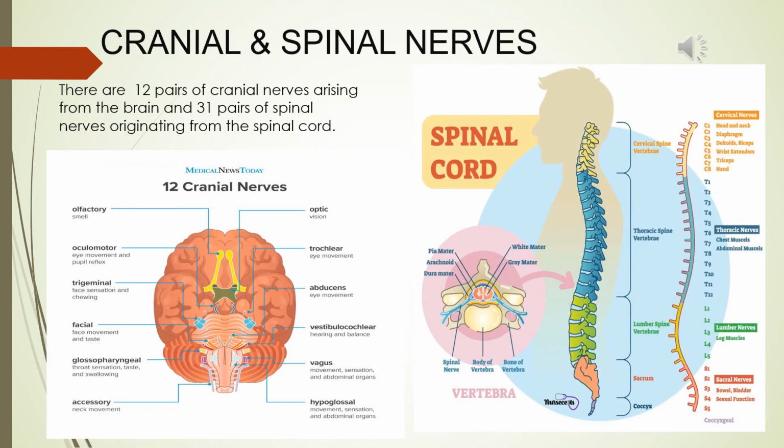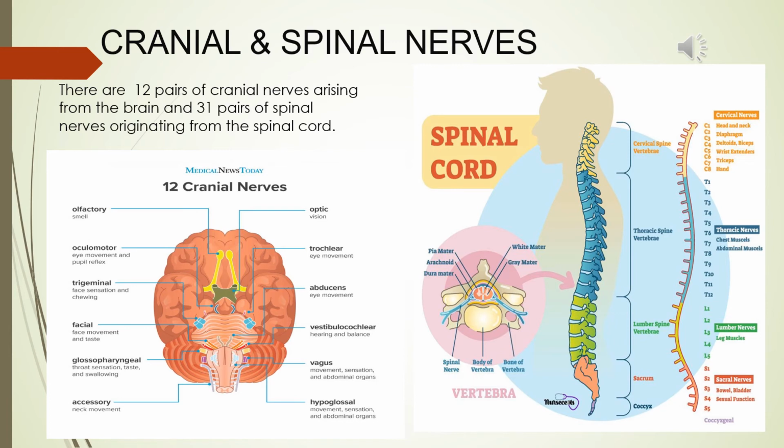Cranial and spinal nerves. There are 12 pairs of cranial nerves arising from the brain and 31 pairs of spinal nerves originating from the spinal cord. I have given you two diagrams in this slide. In the first diagram, I have shown 12 cranial nerves. Names are there: olfactory, that is smell, its function is taking smell. Second one, oculomotor, that actually is responsible for eye movement and pupil reflex.